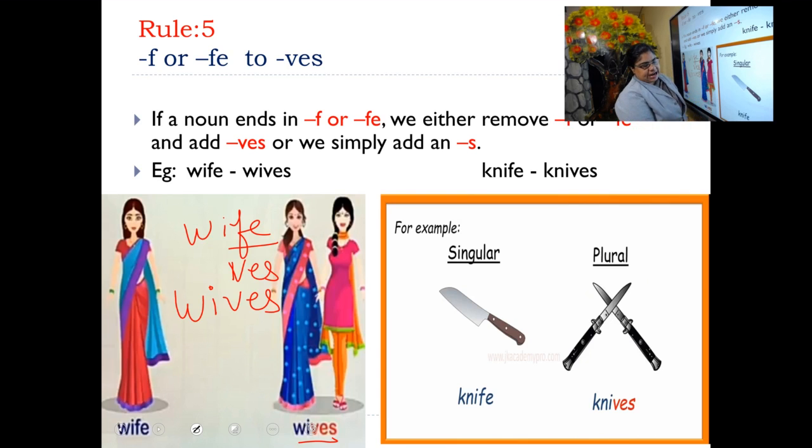Look at the next example, knife. Again, that word ends with the two letters F and E. It changes to knives. We take away the F and E, and you have to add VES there. So the word knife turns to knives. Can we see some more examples?